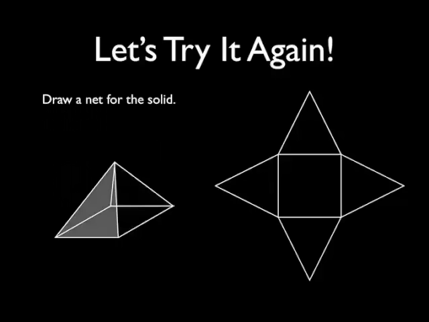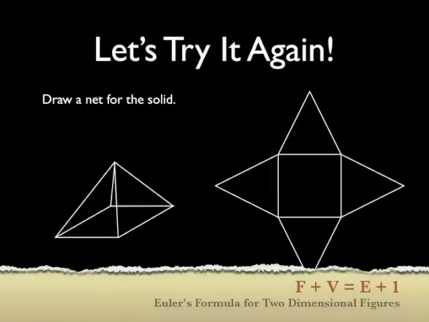So we have this wonderful little net here. Once again, notice that there are the four triangles coming off from either side of the bottom of the figure, and they are all triangles. The number of faces in a net should be exactly the same as the number of faces in the solid. Now, interestingly enough, Euler has a formula for two-dimensional figures too, for nets as well.